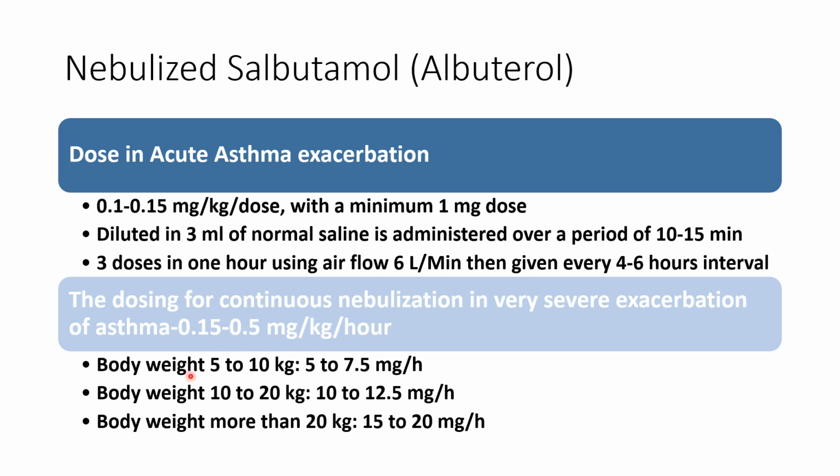Or according to body weight also, we can remember: if weight of the child is between 5 to 10 kg, then 5 to 7.5 milligram in 1 hour. If between 10 to 20 kg, then 10 to 12.5 milligram in 1 hour. If more than 20 kg, then 15 to 20 milligram in 1 hour. So this is for the acute severe asthma exacerbation.